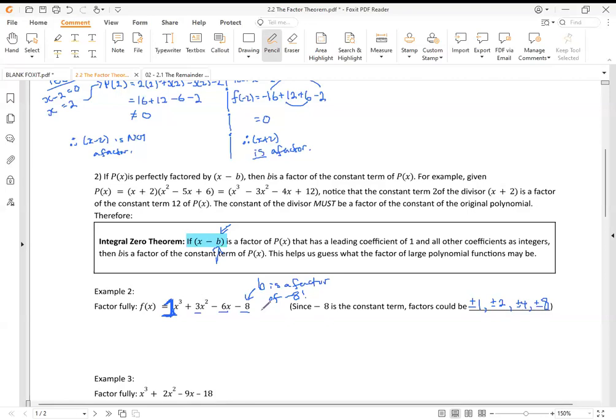Yes. Yes. I'll erase that because we did factorial, right? Yeah, sorry.